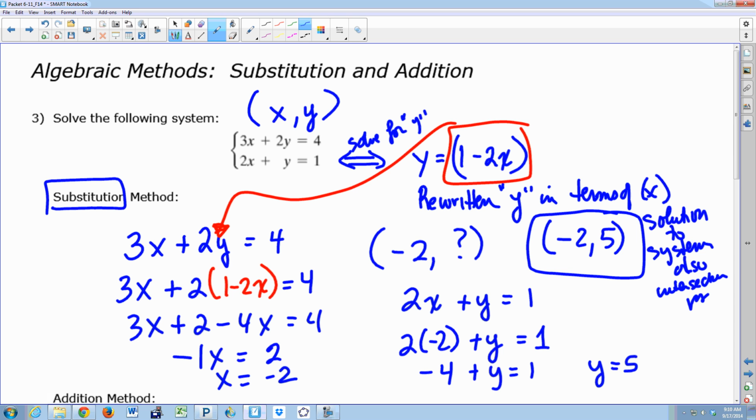Any questions at all about the idea of substitution in order to solve this type of system? Anything at all? Okay, so again, yep, Karen?